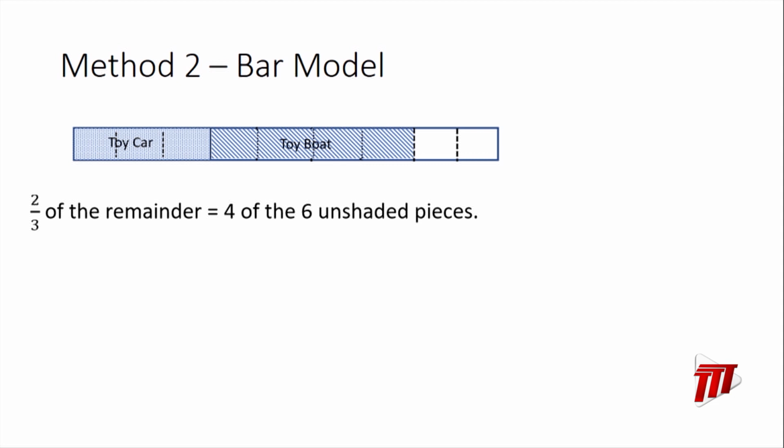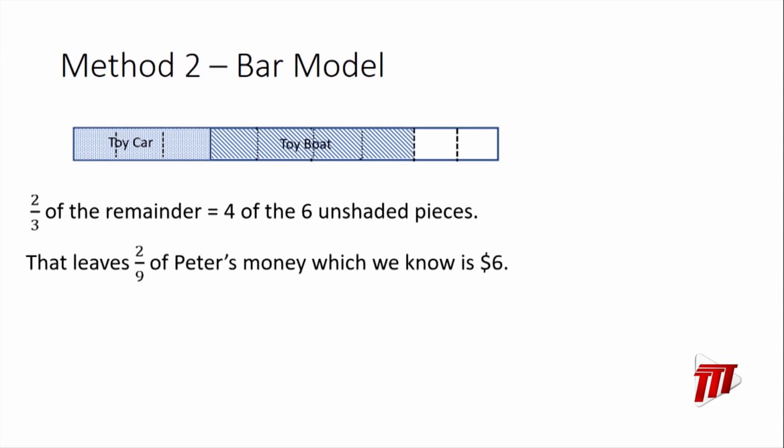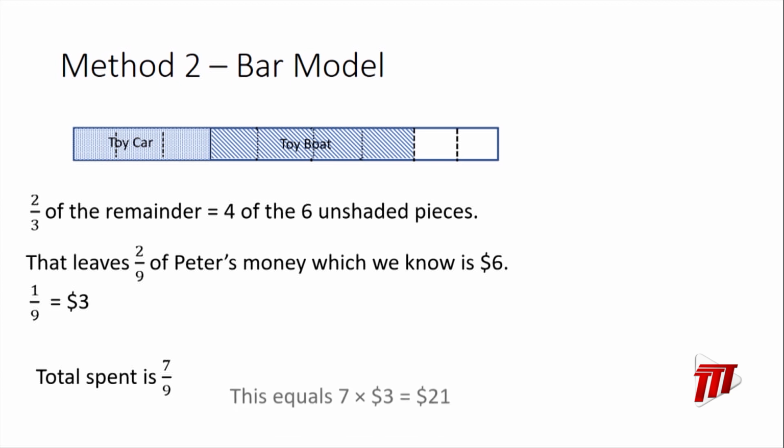He remains with 2/9. We know that 2/9 is $6. So 1/9 would be equal to $3. So the total amount he would have spent, if you count it, 1, 2, 3, 4, 5, 6, 7 9ths. 7 by 3 would give us $21. So what you have is a drawing of the problem using your bar model. So this is our second method for solving the question.